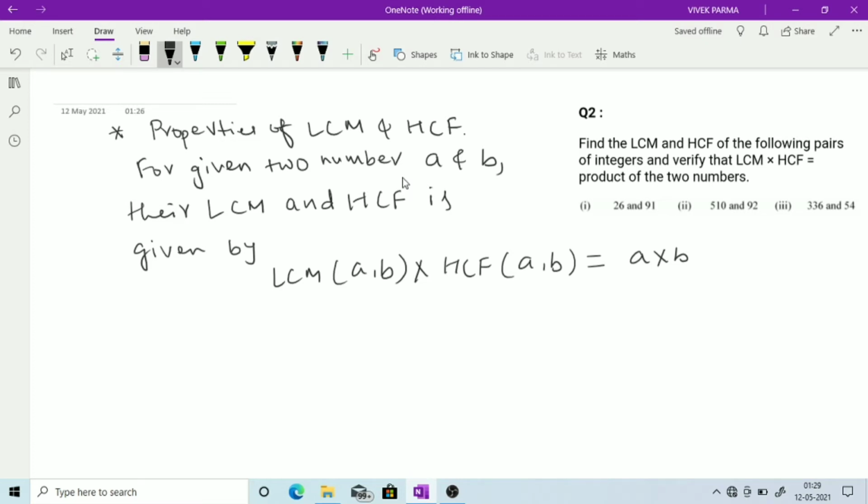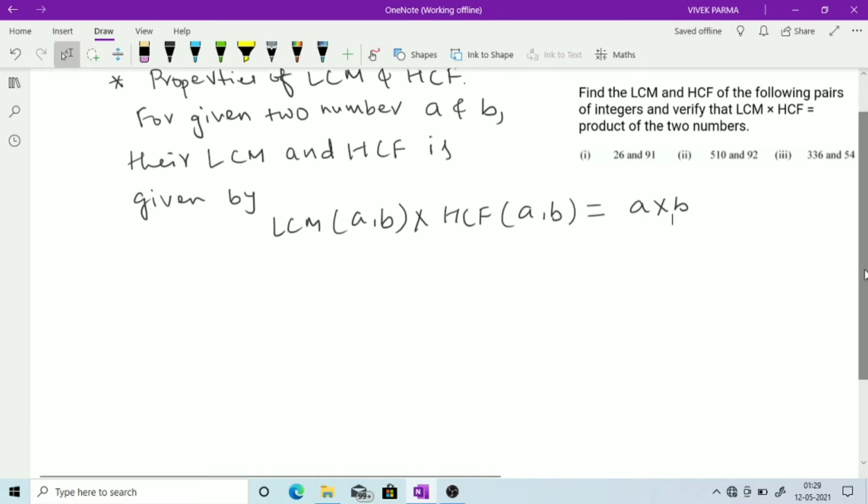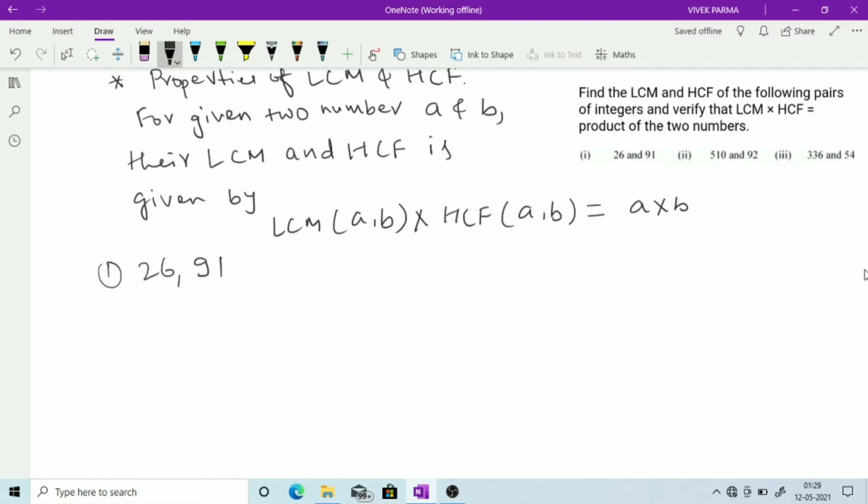So now we apply here. On question number 1, we have here 26 and 91. So write this 26 as the product of prime factors. Here is 2 into 13, and this one is 7 into 13.